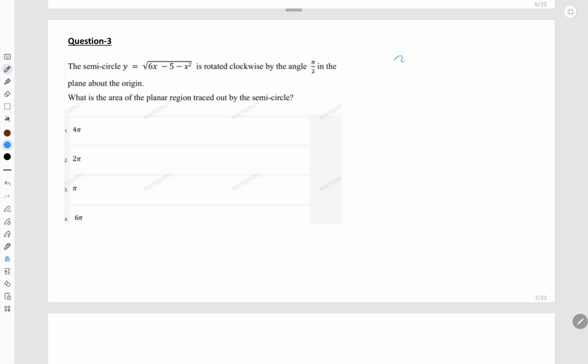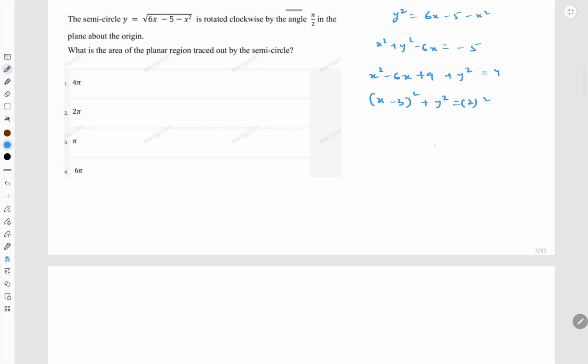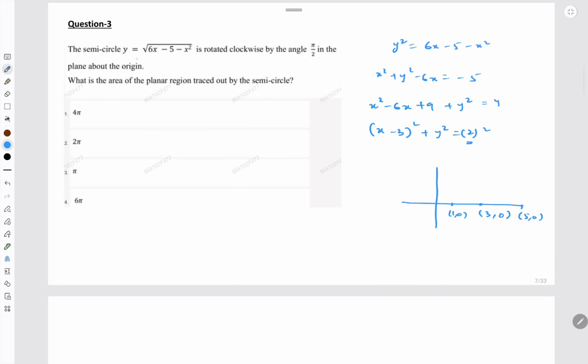If I square it on both sides, I'll have y square equal to 6x minus 5 minus x square. So x square plus y square minus 6x is equal to minus 5. If I complete the square, I can add plus 9 to both sides, right? So that it will become (x minus 3) square plus y square is equal to 2 square. So it is basically the circle that has center at (3, 0) and radius of 2. So the minimum point here is (1, 0), and the maximum is (5, 0) here.